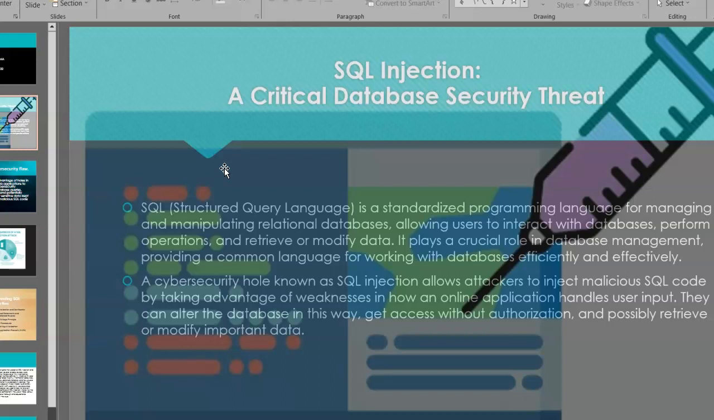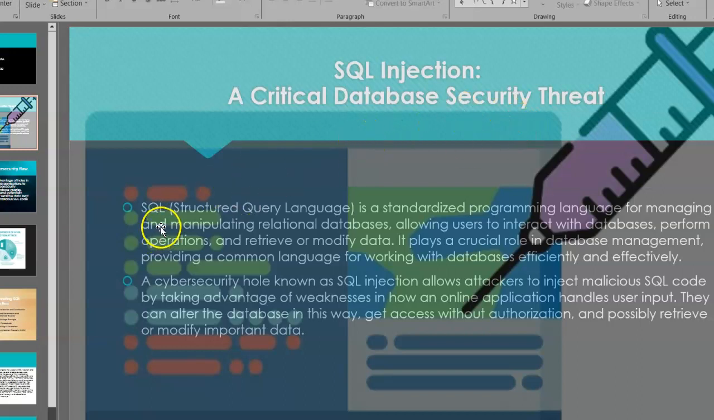SQL injection is a very vast concept, so I'm going to give a brief overview in this video presentation. SQL injection is a vulnerability in a web application's security. It's a technique where cyber criminals manipulate flaws in how a web application checks the information you provide.